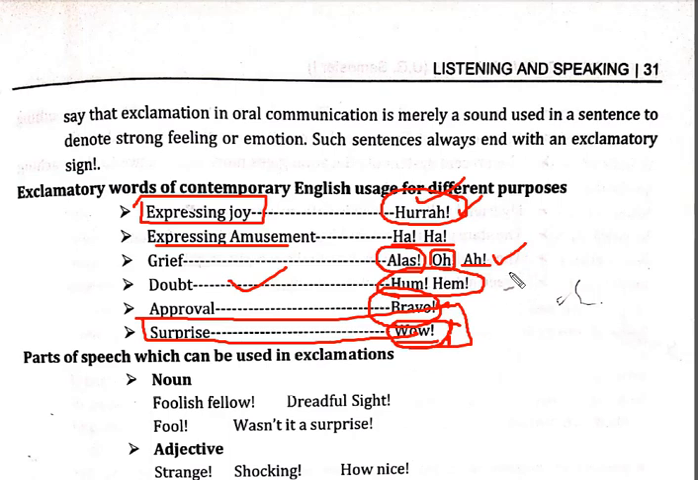So when we use these words with exclamation, that means these are exclamatory marks and they show us someone's feelings, someone's amusement, someone's grief, someone's pain, someone's doubt, someone's approval, someone's surprise. So when we put this exclamatory mark to a word, it shows us there is something special. Now it is a part of speech which can be used in exclamations. Now we use these exclamatory marks with the words, with the parts of speech.